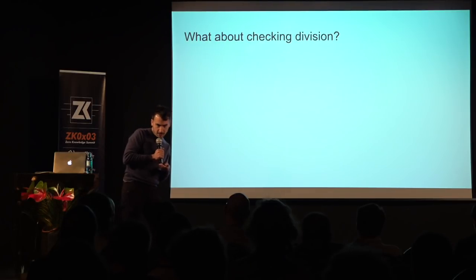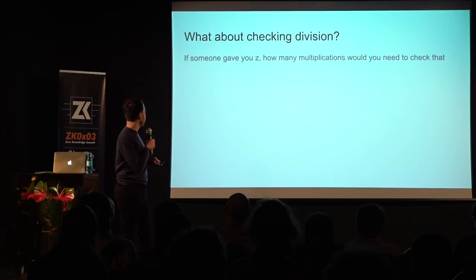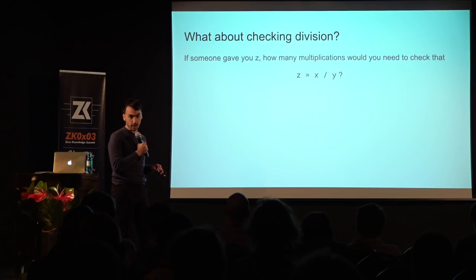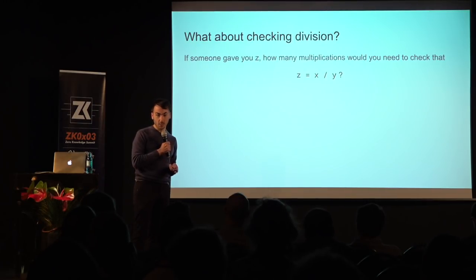But what about checking a division? Let's say someone gave you z, right? How many multiplications would you need to check that z is x divided by y? Who knows? 1, right? Just 1.